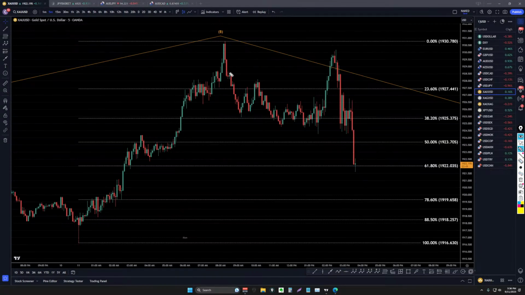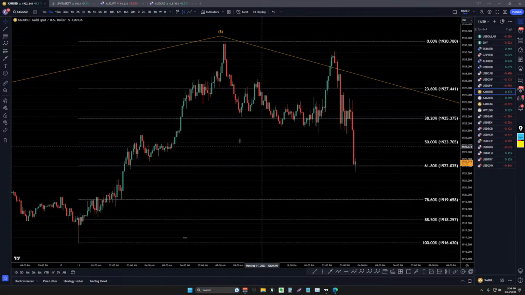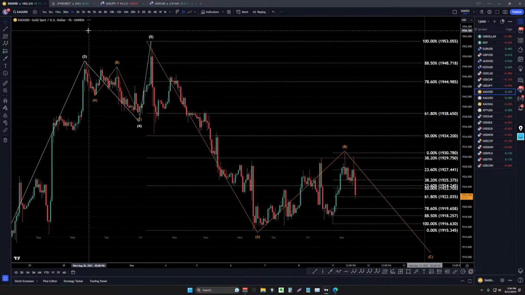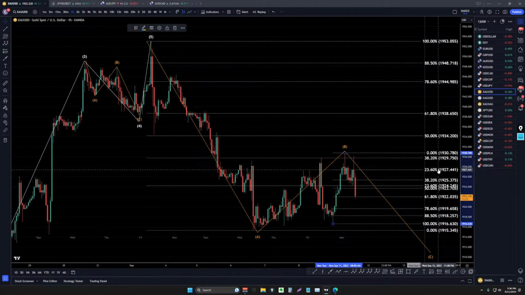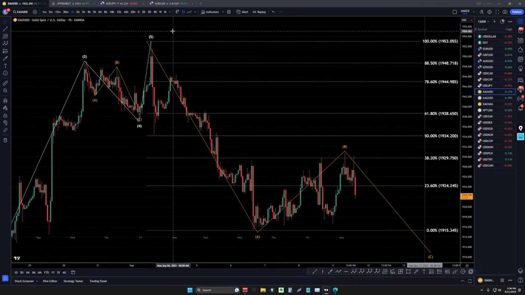Because I do see 1, 2, 3, W. 1, 2, 3, X. 1, 2, 3, Y. 61% impulsive up would be the end of a curtain. That probably is what's going to happen, isn't it? Tricky, icky, that's for sure.